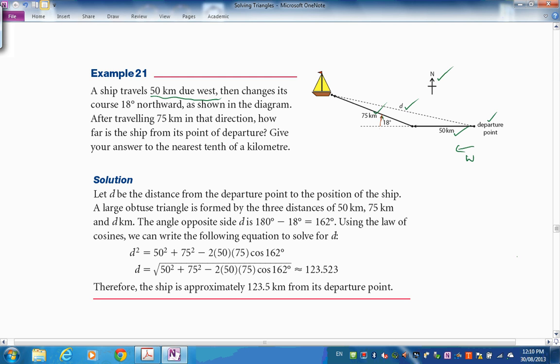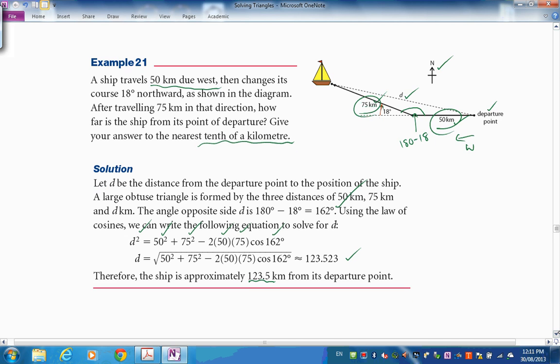Let's have a look at what angle we've got. We've got this one, haven't we? Because sum of angles on a straight line says this will be 180 take 18, or 162. And so using the cosine rule, d squared is the sum of the squares of the other two sides, here we have them, minus twice the product, cos of the angle. And we have that total distance then. Powerful stuff. It says to the nearest tenth of a kilometre, so we've taken it there.